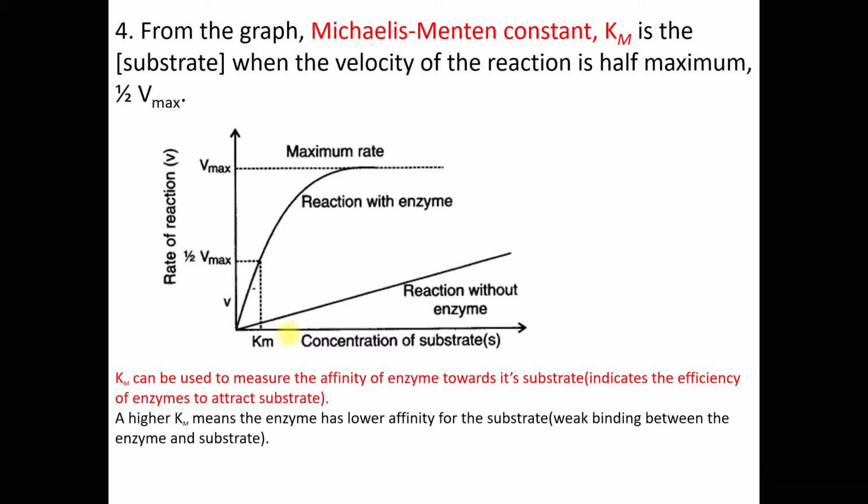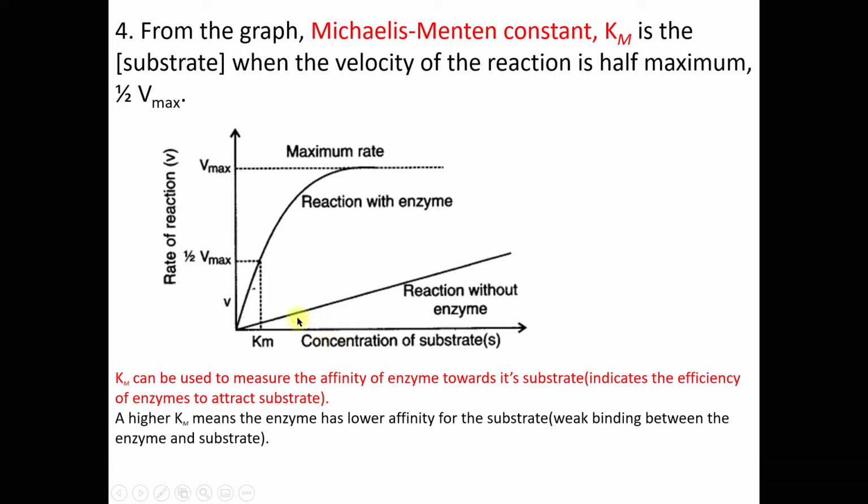When Km is large, let's say Km is here, higher Km, then how much is the half Vmax? The half Vmax will be very big, meaning the rate of reaction is very big. To get a very big rate of reaction, we need to increase the concentration of substrate. So the enzyme has lower affinity for the substrate.